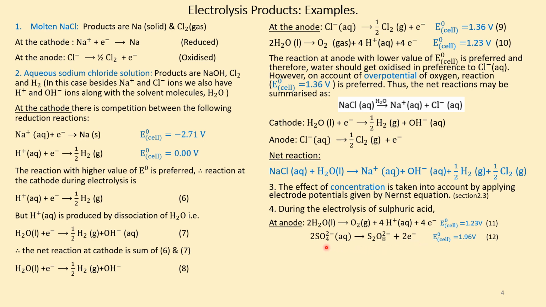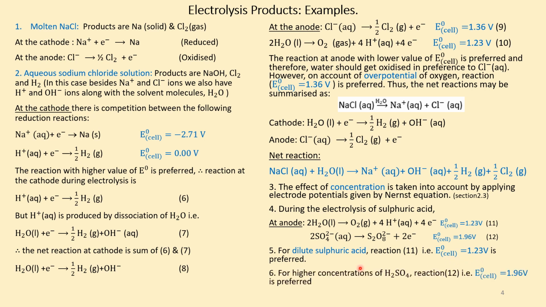And another equation can be two SO4 2- ions oxidize to form S2O8 2- plus 2e-, two electrons are free, whose E naught cell is 1.96 volts. Let it be equation 12. So for dilute sulfuric acid, reaction 10 is preferred, that is, E naught equal to 1.23 is preferred. For a higher concentration of H2SO4, reaction number 12, that is, E naught equal to 1.96 volts, is preferred.